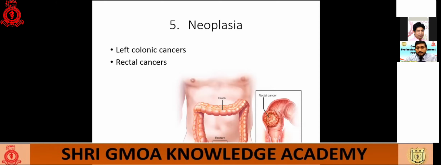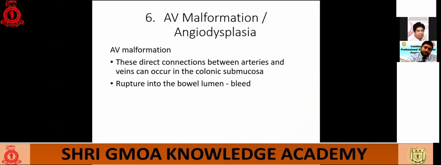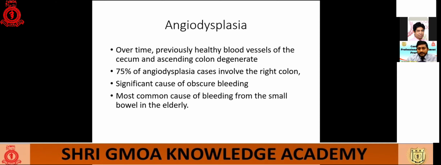So then another, more sinister cause is the colonic cancers and rectal cancers. Then a bit about AV malformations and angiodysplasia. AV malformations are mainly congenital and they occur in the colonic submucosa, and with trauma they can bleed. But angiodysplasia is where previously healthy vessels later on degenerate and become ectatic, and they can bleed. 75% of angiodysplasia cases involve the right colon, and it is one of the significant causes of small intestinal bleeds.